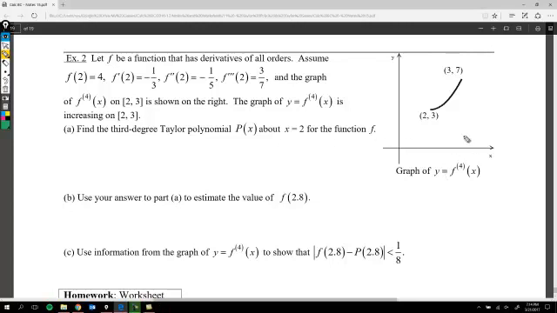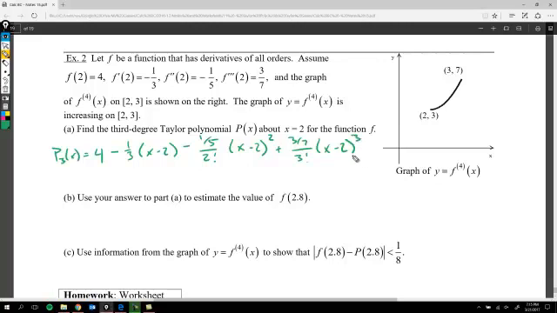This time we're given a graph. We're going to look at this in a second. First, they want us to find the third degree Taylor polynomial about x equals 2. Thankfully, this time they gave us all of our information. So I start with 4 as my constant, minus 1/3 (x minus 2), minus 1/5 over 2 factorial times (x minus 2) to the second power, and then plus 3/7 over 3 factorial (x minus 2) to the third power.